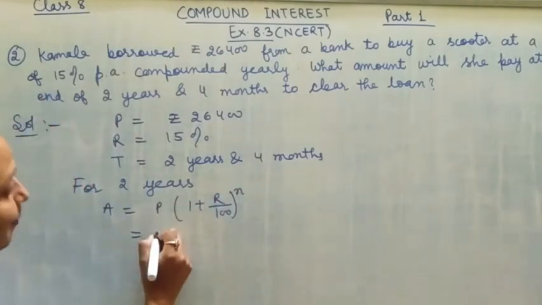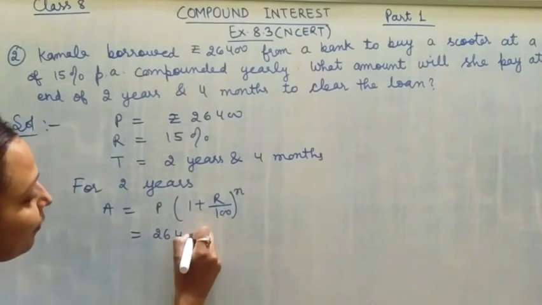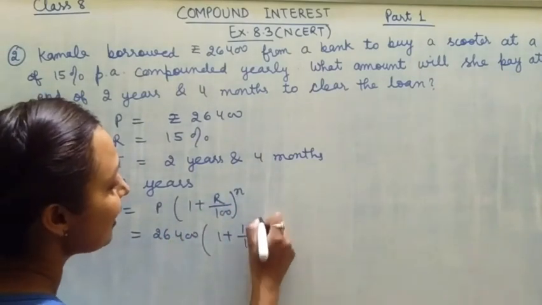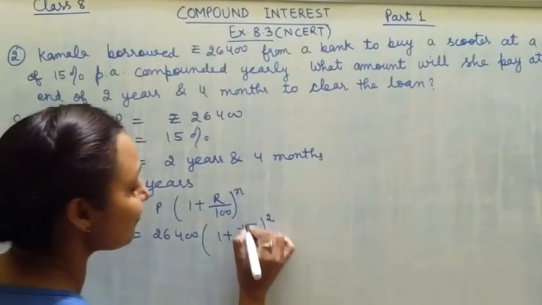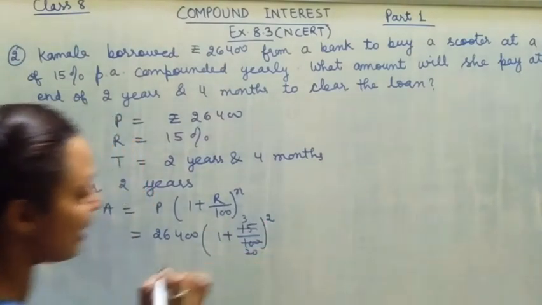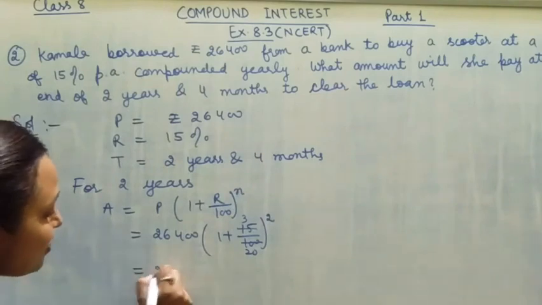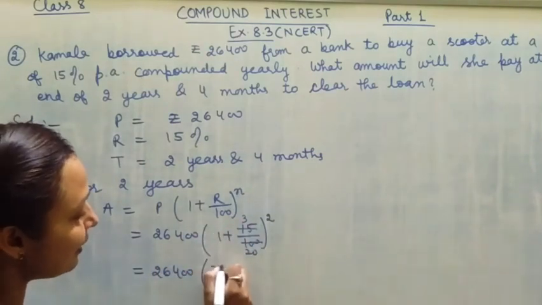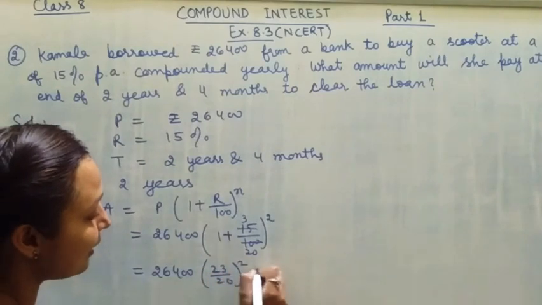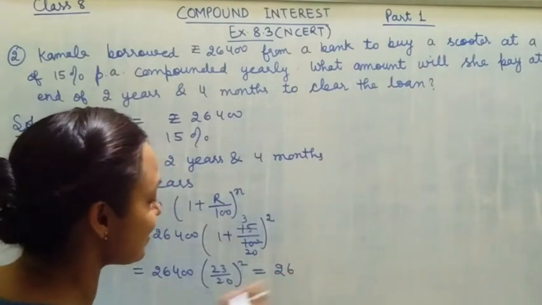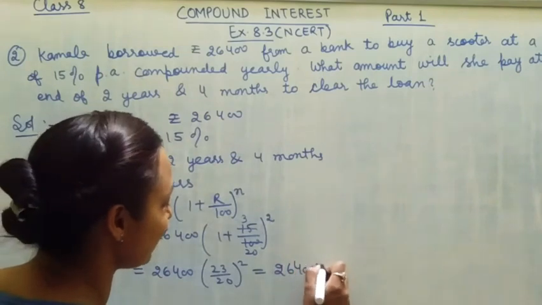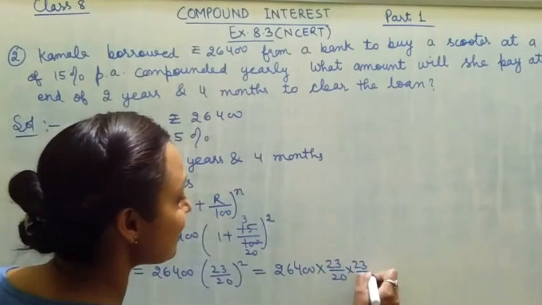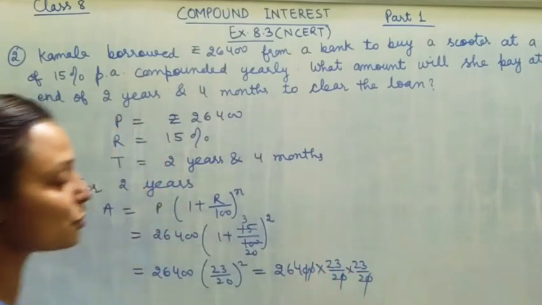So the principal is 26,400, (1 + 15/100) raised to power 2. 5 3s are 15, 5 20s are 100. The value is 26,400 into (20 + 3)/20, that is 23/20, squared. So when you open this bracket, this is 26,400 into 23/20 into 23/20. These two zeros will cancel with the two zeros.